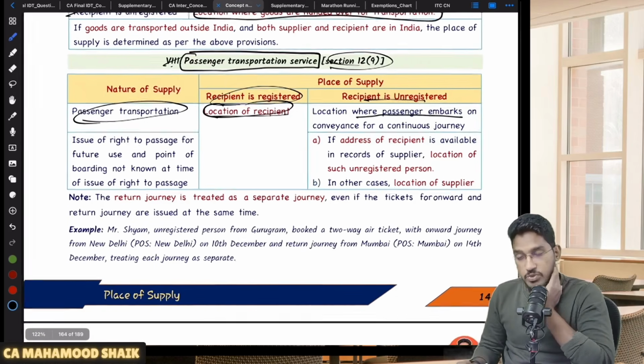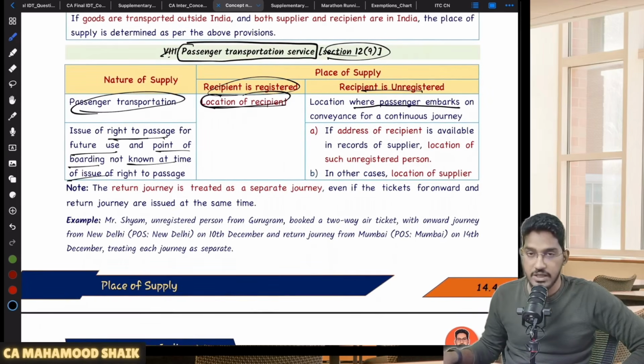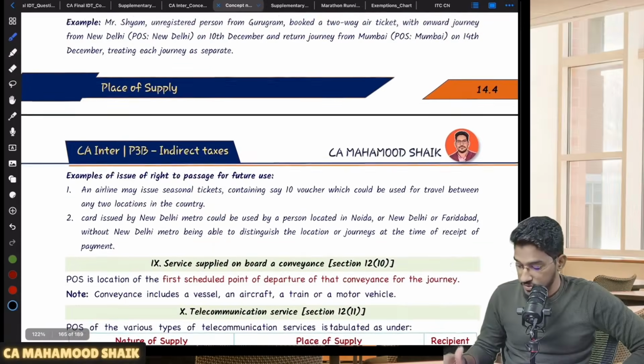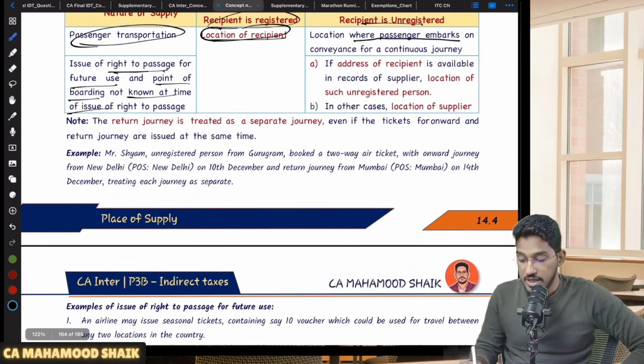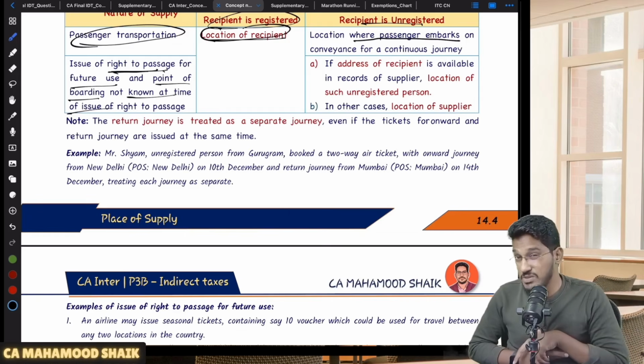Sometimes the passenger transportation service will be in the form of right to passage for future use, and the point of boarding is not known at the time of issue of passage. So let us try to have a look at it. Sometimes they will provide services where they will give you the right to passage in the future, which you can use in the future where boarding time is not known.